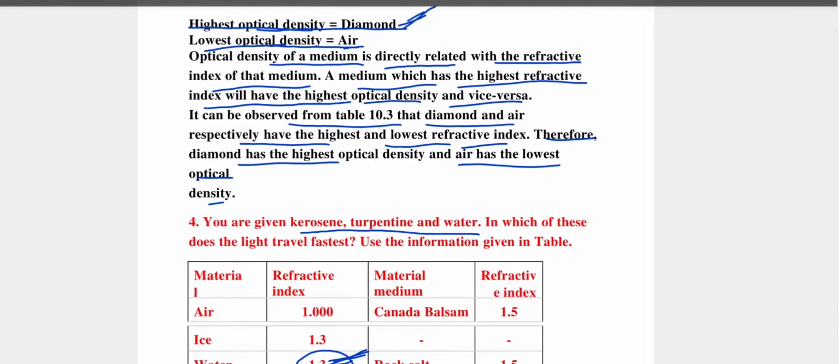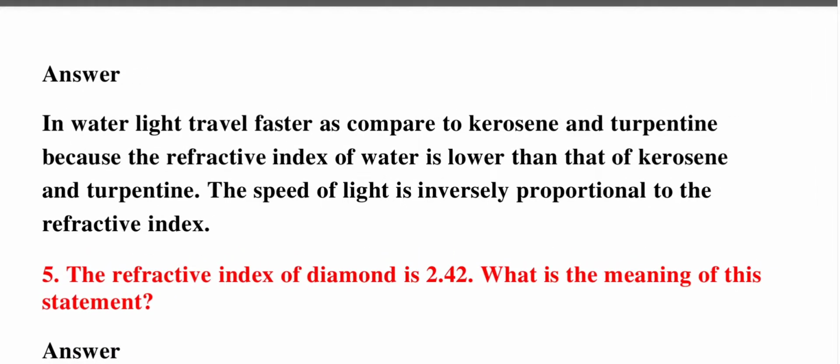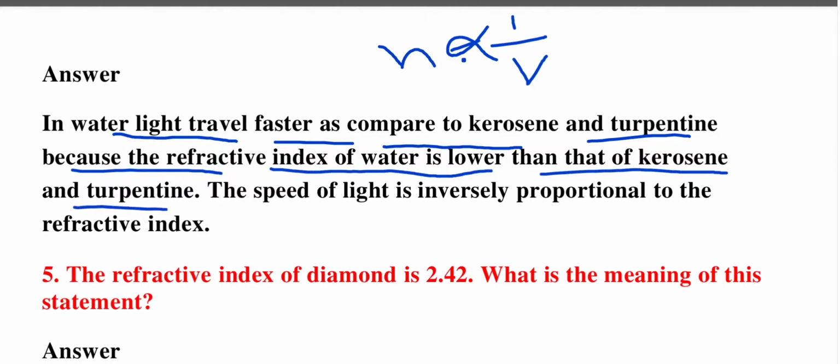So let's see the answer, what answer they have given. See, answer is, in water light travels faster. So this is the answer. In water light travels faster, because n is inversely proportional to speed. So we will see what answer they have given. In water light travels faster as compared to the kerosene and turpentine, because the refractive index of water is lower than the kerosene and turpentine.